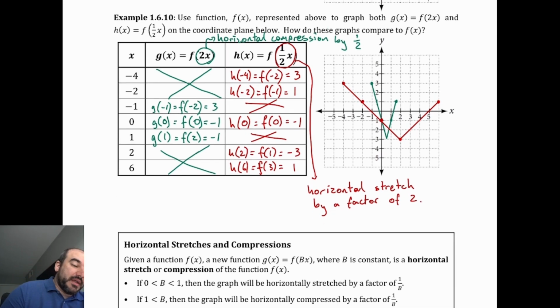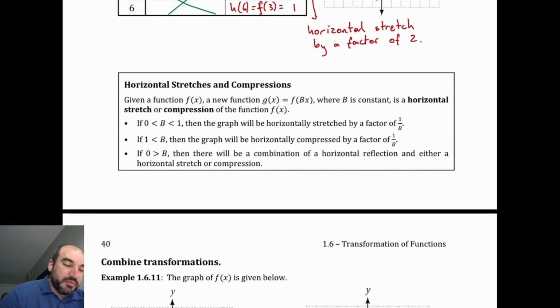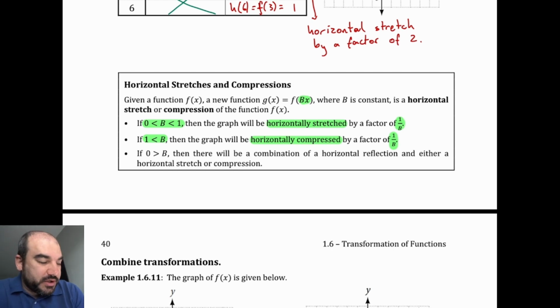So whenever we multiply the x value by a number, that's going to be kind of opposite to intuition. If you multiply by a number that is between 0 and 1, then you're going to have a horizontal stretch by a factor of 1 over b. And if the b that you're multiplying the x values by is greater than 1, then you're going to have a horizontal compression by a factor of 1 over b. So the compression and stretch happens by a factor of 1 over b.